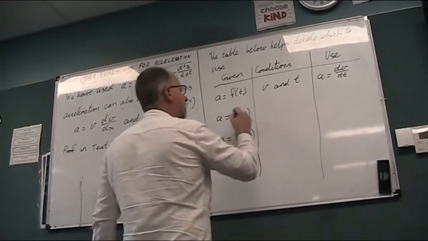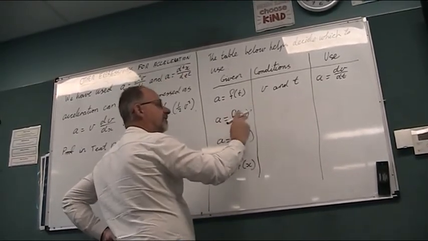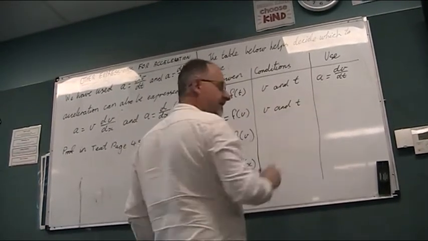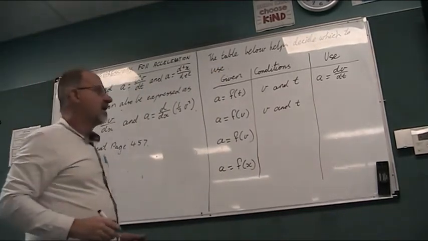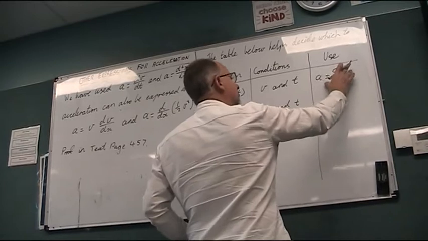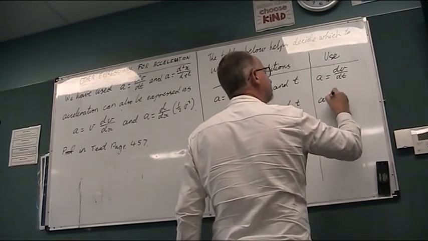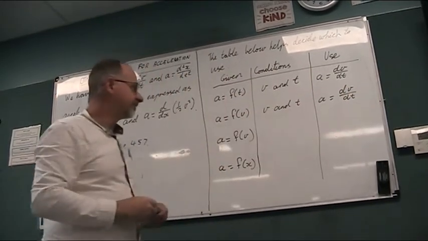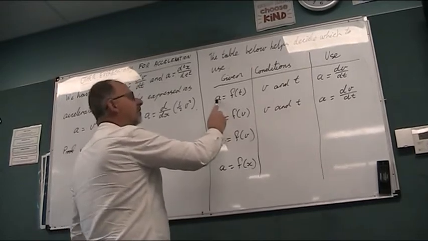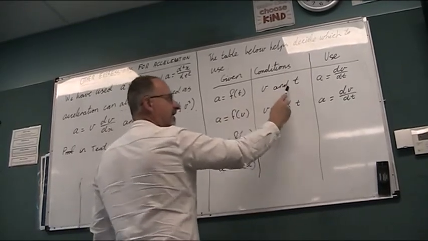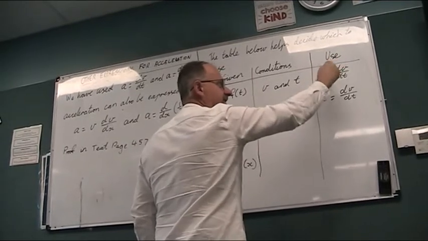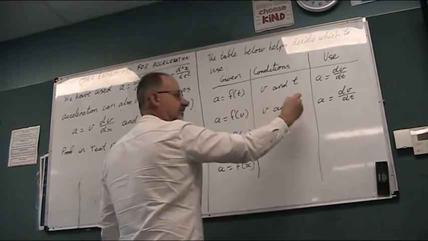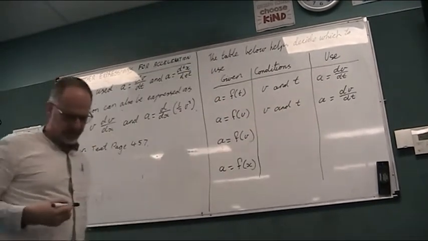If the acceleration is a function of velocity, again we could be told that the velocity is at a certain time, and again we would use this same one, dv/dt. You can see what we've got: acceleration, time, velocity, so we use the one that has those three things in it. Same over here: acceleration, velocity, time.